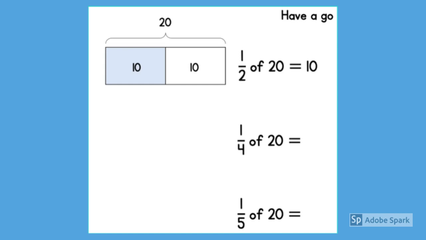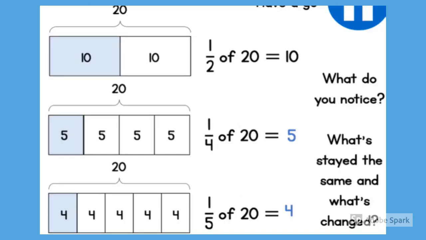Now have a go at using these representations. Can you find 1/4 of 20 and 1/5 of 20 using bar models? Remember, the denominator means the number of equal parts the bar is split into. Remember to share the 20 equally. Pause the video and have a go.